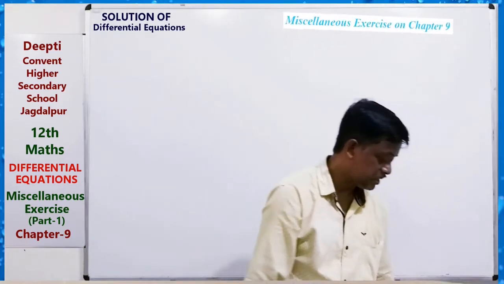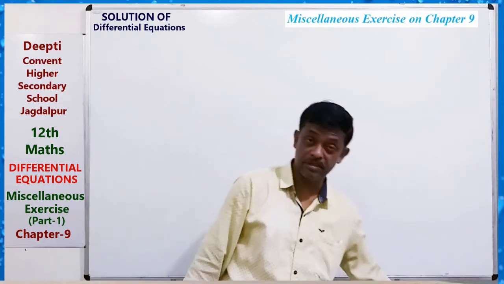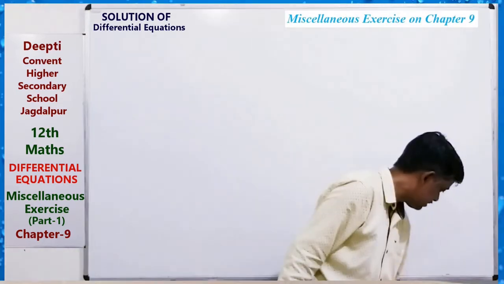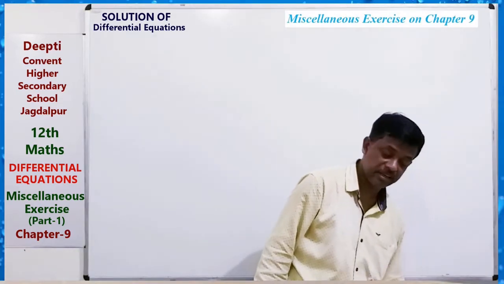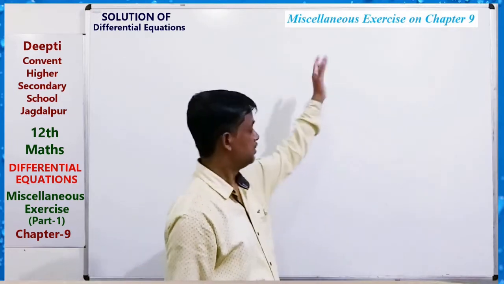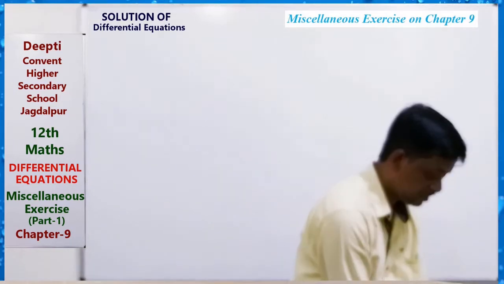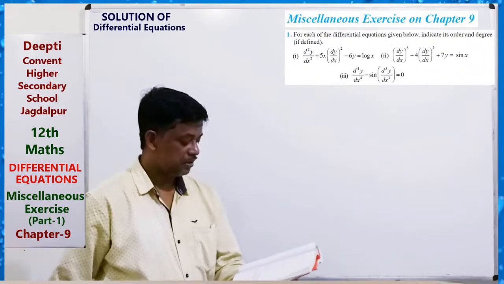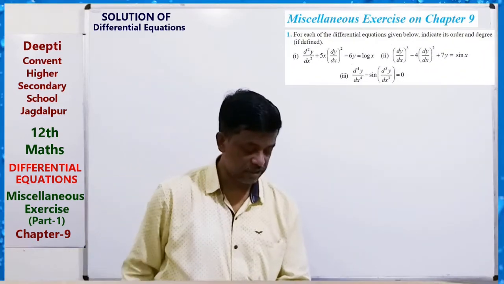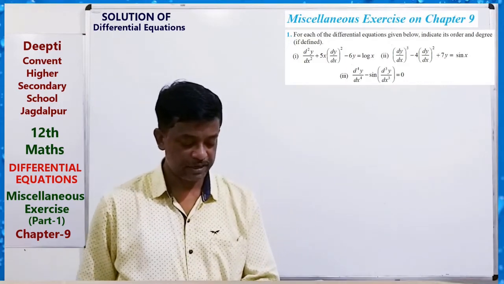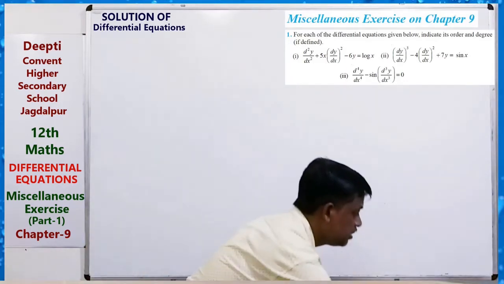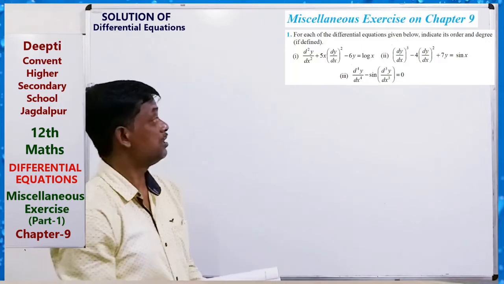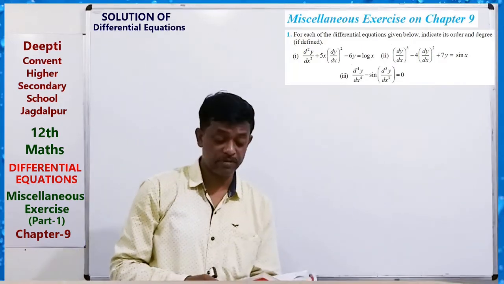First of all, the miscellaneous exercise is a complete revision of chapter 9, differential equations. The first question says: for each of the following differential equations given below, indicate the order and degree. What is the order and degree of a differential equation?